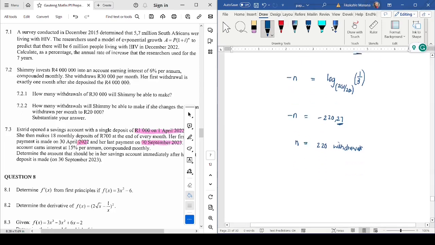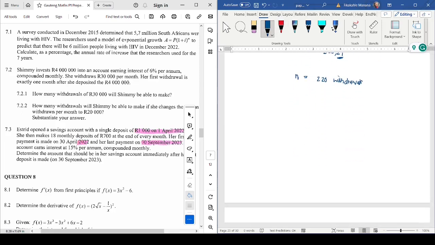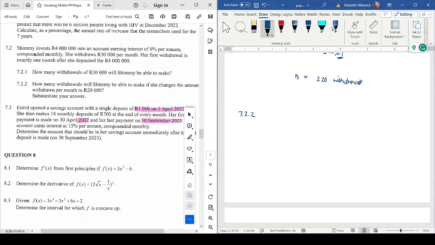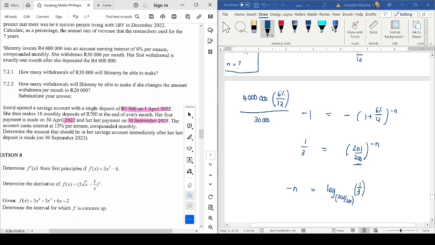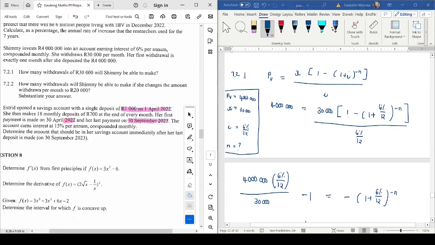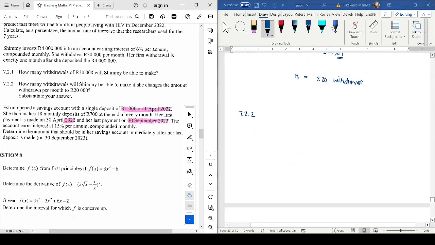Okay, so that's 7.2.1. Now 7.2.2, it says how many withdrawals will Shimi be able to make if she changes the amount withdrawn per month to 20,000, and substantiate your answer. So we're going to do the very same thing, but now instead of 30,000, we're going to have 20,000. Okay, so we have our present value formula.